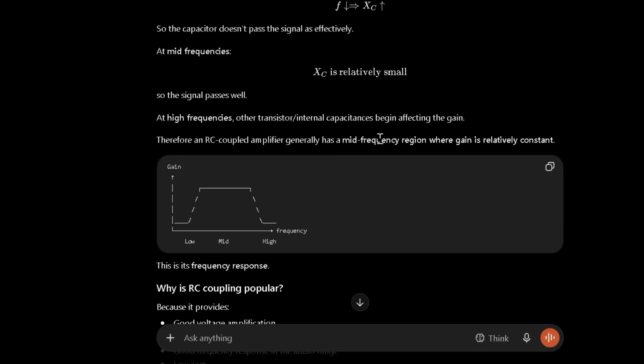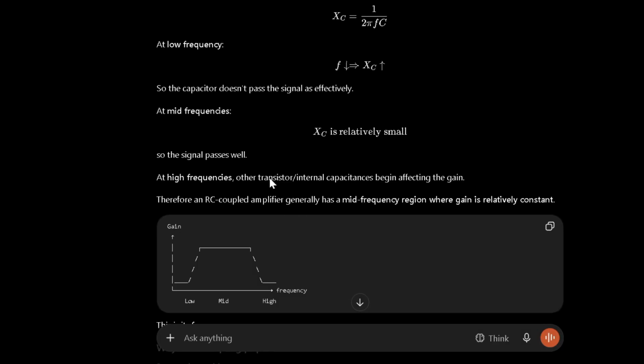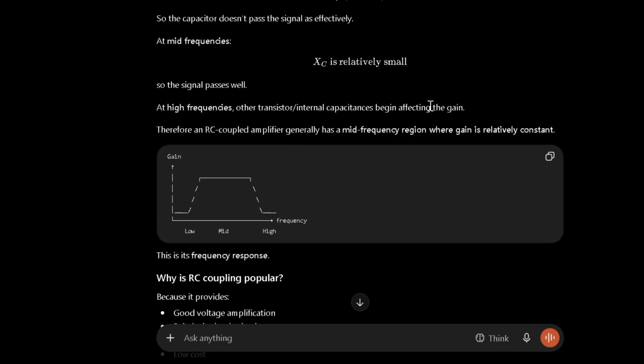So it gets to a constant state. At higher frequencies, oscillators generally have a mid frequency region and lower. But why is RC coupled popular? This is for frequency response.